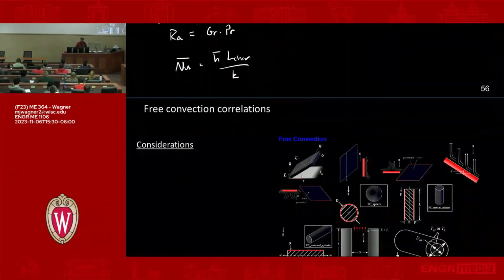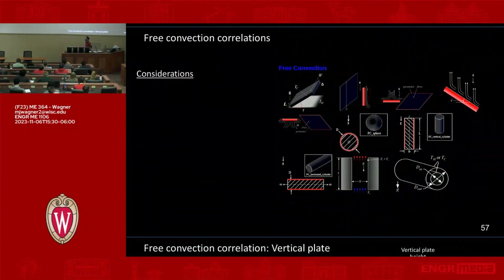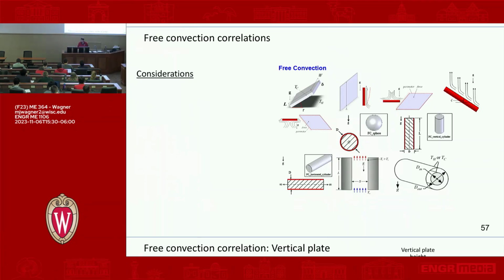Okay, so when it comes to practice, there's a bunch of correlations you can use. There's a bunch of correlations that exist for different geometries. So you might have a horizontal plate, you might have a vertical plate, you might have a tilted plate. In a tilted plate situation, the heated surface might be down, it might be up, you might have a sphere, cylinder, or so on. So all these different situations, there are correlations that exist for them.